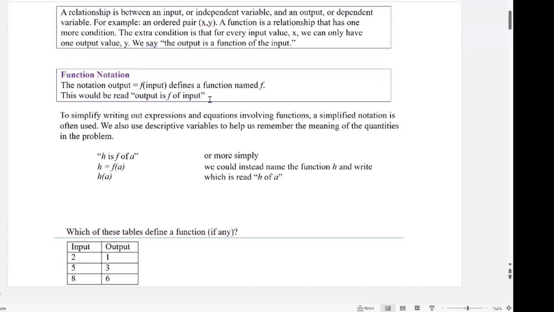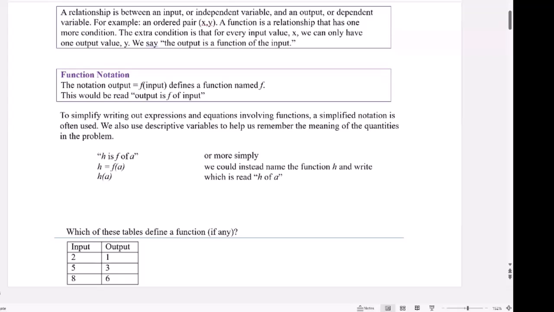Writing out expressions and equations involving functions, a simplified notation is often used. We also use descriptive variables to help us remember the meaning of the quantities of the problem. So we can say H is F of A, or we can say H equals F of A. We could instead name the function h and write h of a. So what does all that really mean? Let's get into what we're talking about.